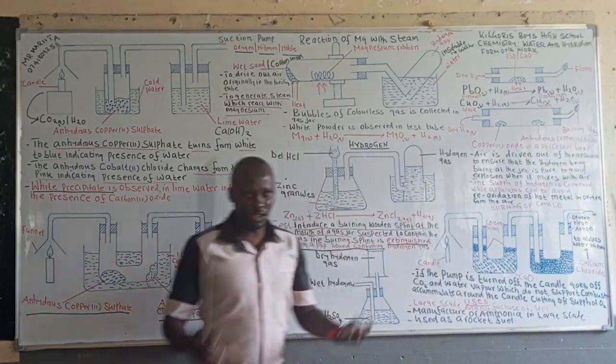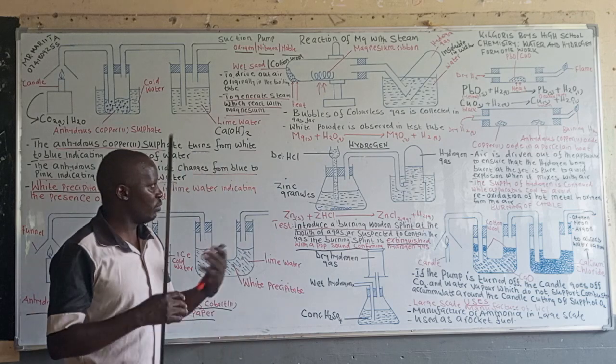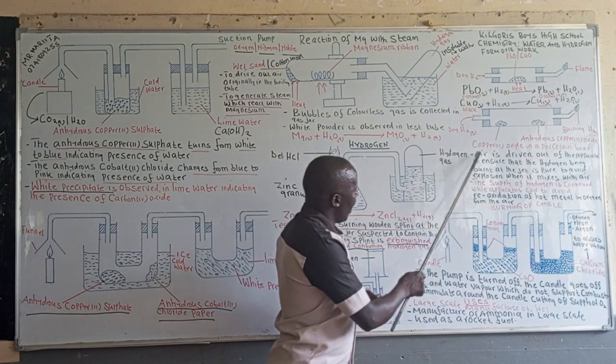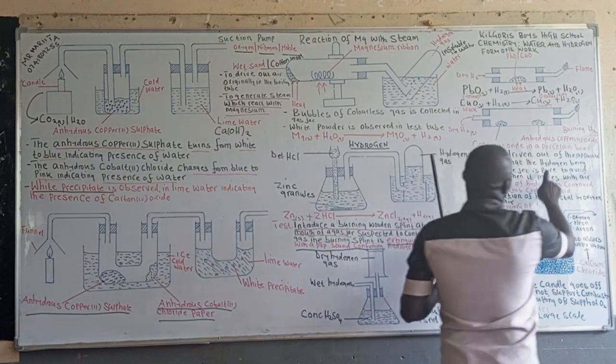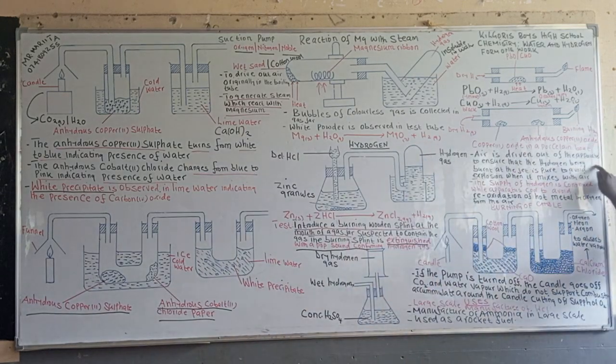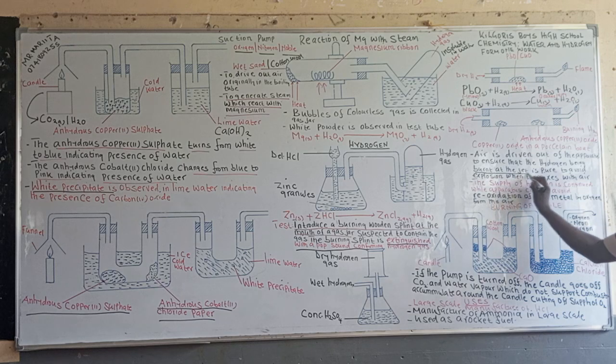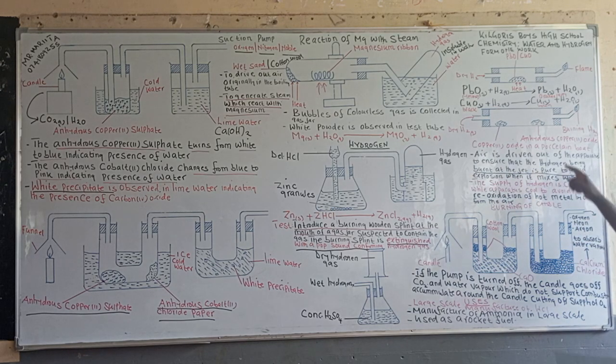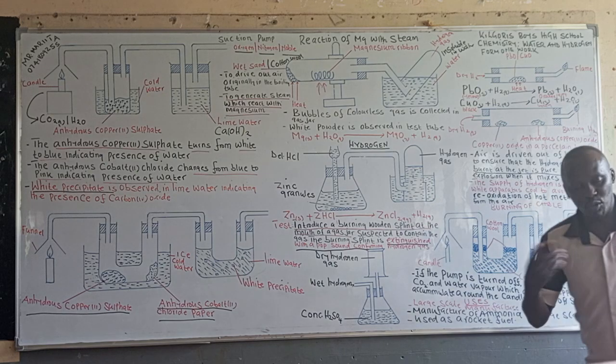There are some precautions, or some things that we are supposed to know when carrying out this experiment. One, air is driven out of the apparatus to ensure that the hydrogen burning at the jet is pure. So give a reason why the air must be driven out of the apparatus. You are supposed to give that reason.